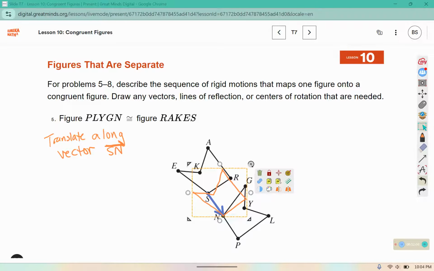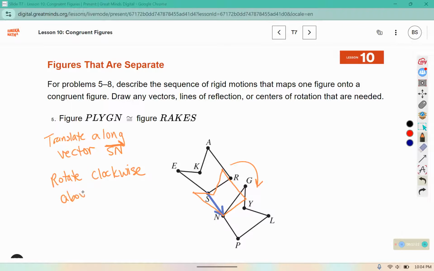Then we are going to rotate, and we're holding our pencil on point N. So rotate, and we're going to go clockwise about point N. Now, I don't know the specific angle measure. It looks just over 180 degrees, but we are going to rotate this figure clockwise until it matches up. And it should look like so.